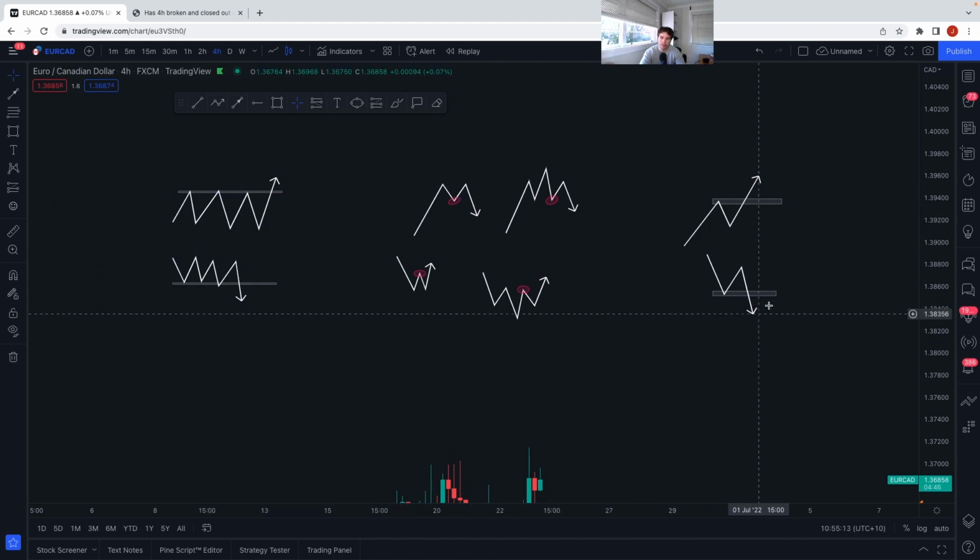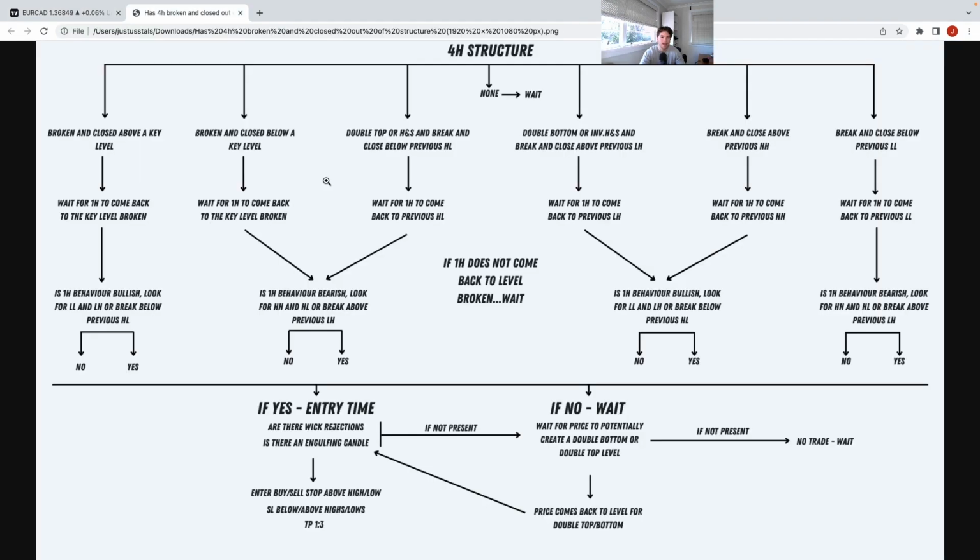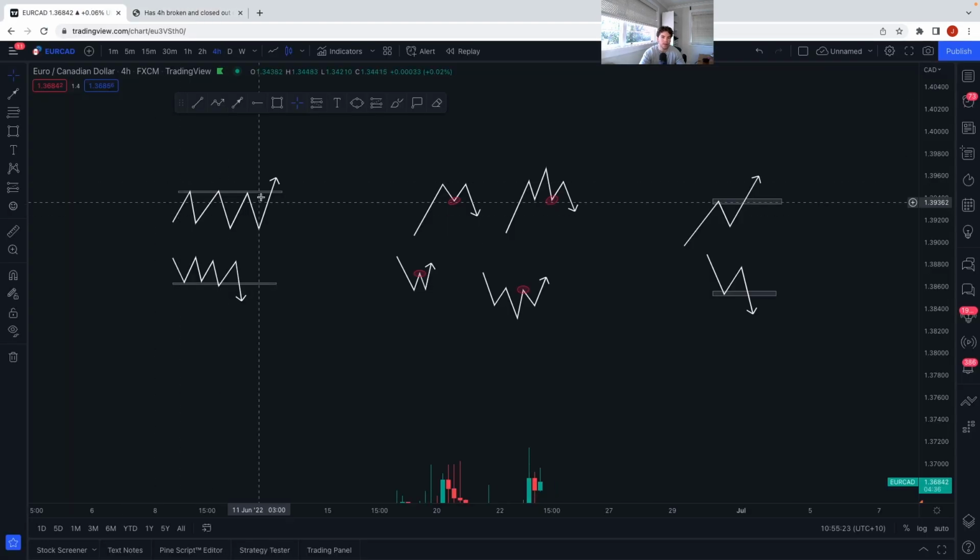Okay, so from these three scenarios, we got the breakout from the consolidation, we've got the reversal, and we've got the trend continuation. From each of these setups, we can identify a directional bias in the market. Okay, so let me explain to you.